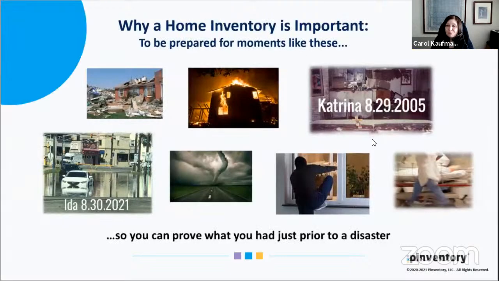A home inventory is important for so many reasons. It's primarily to prepare for these kinds of moments. The photo on the bottom left is the photo I took during Ida in New Jersey. The photo on the top right is Katrina. A friend of mine lost every single thing they had in their home. Their home went completely underwater, as did everyone's in the neighborhood. And she did not get any insurance for contents because she didn't have a home inventory. She couldn't prove what she had.